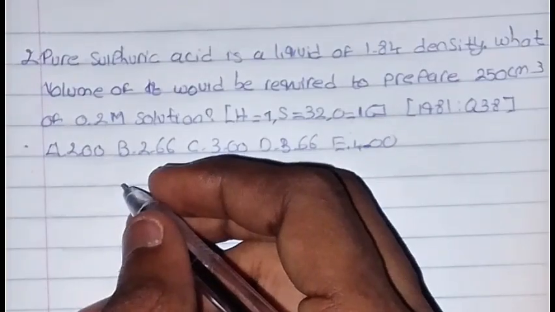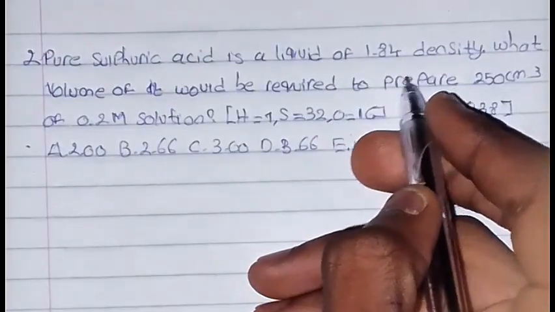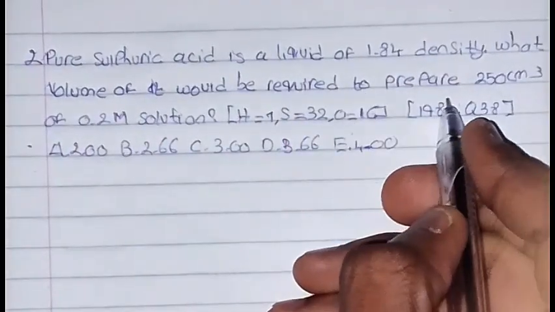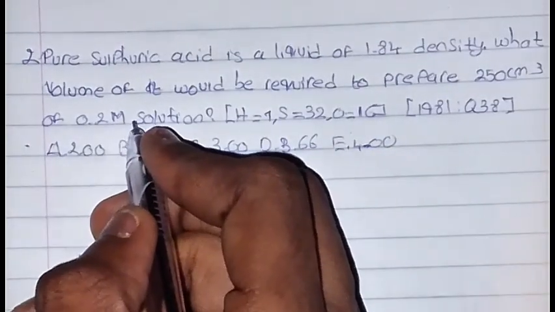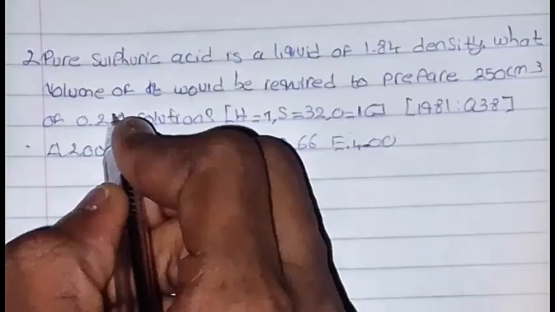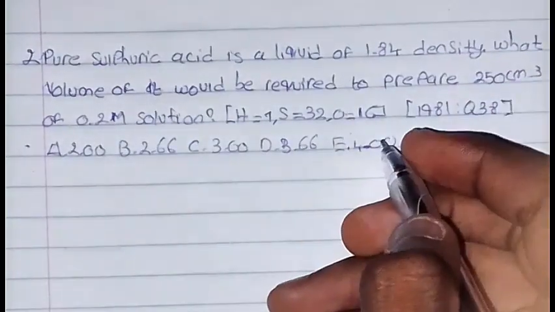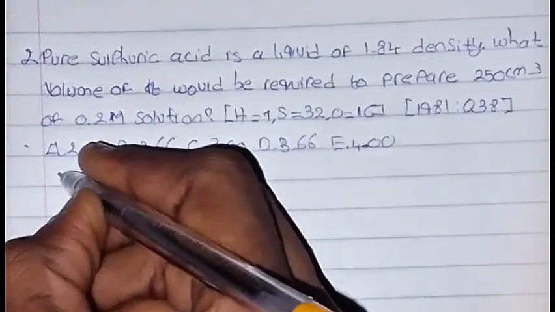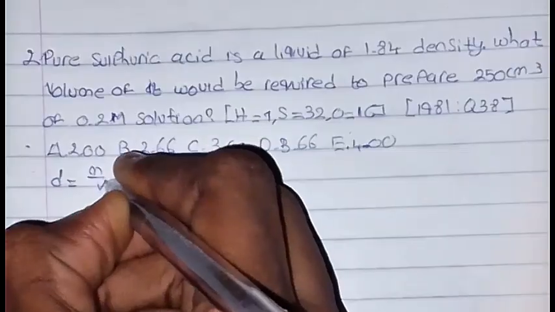So the next question says, pure sulfuric acid is a liquid of 1.84 density. What volume of it will be required to prepare 250 cm cube of 0.2 molar solution? From question 1, we said that molar is concentration in mole per dm cube. 250 cm cube is volume, and we're given density. First we need to establish that density is mass divided by volume.